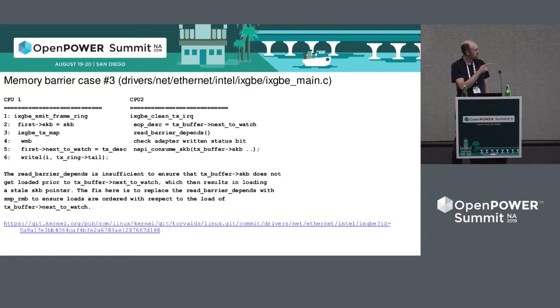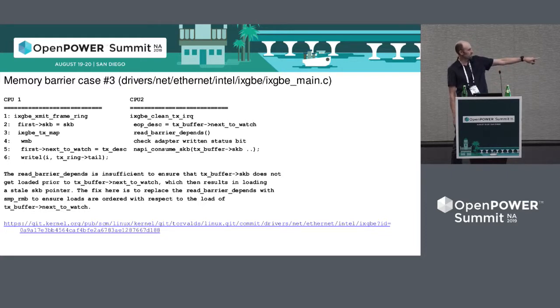And what was happening on the right-hand side was something somewhat similar. The Intel driver had this read barrier depends, and they were trying to use that to ensure that the load for that EOP descriptor, loading from that next-to-watch, happened before we went off and checked the status bit. But that is not sufficient on Power. That barrier does nothing on Power. It's a no-op. It does nothing on any architecture except for Alpha.